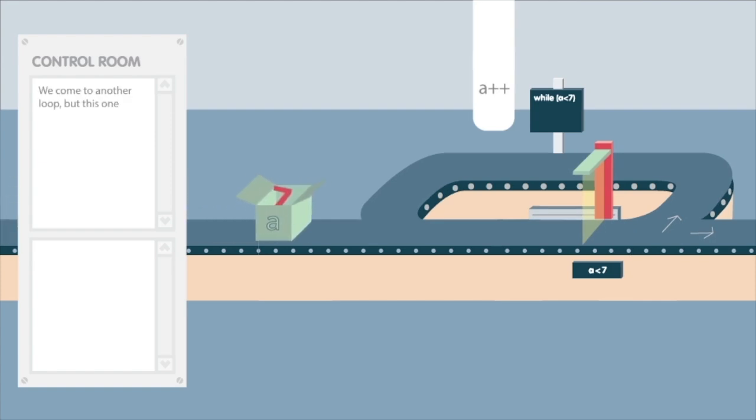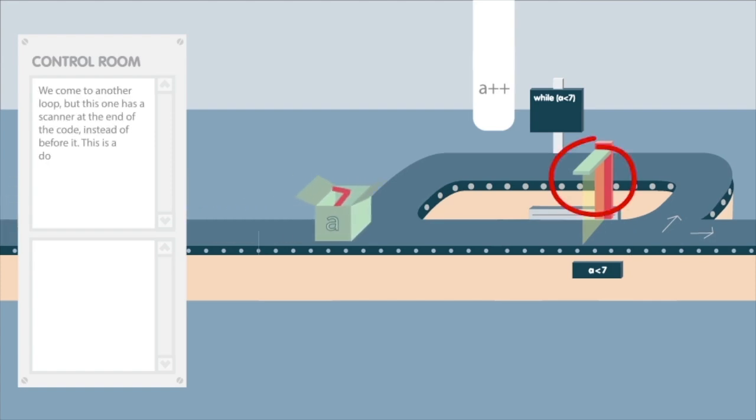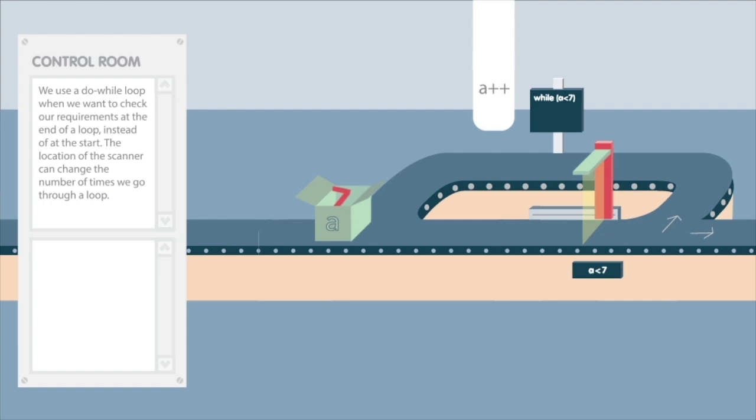We come to another loop, but this one has a scanner at the end of the code instead of before it. This is a do-while loop. We use a do-while loop when we want to check our requirements at the end of a loop instead of at the start. The location of the scanner can change the number of times we go through a loop.